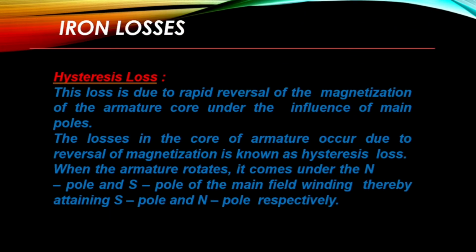Iron losses are classified as two losses: hysteresis losses and eddy current losses. Let's see about hysteresis losses. The loss is due to rapid reversal of magnetization of the armature core under the influence of main poles. The losses of the armature core that occur due to reversal of magnetization are known as hysteresis losses. When the armature rotates, it comes under the north pole and south pole of the main field winding, thereby attaining south pole and north pole respectively.